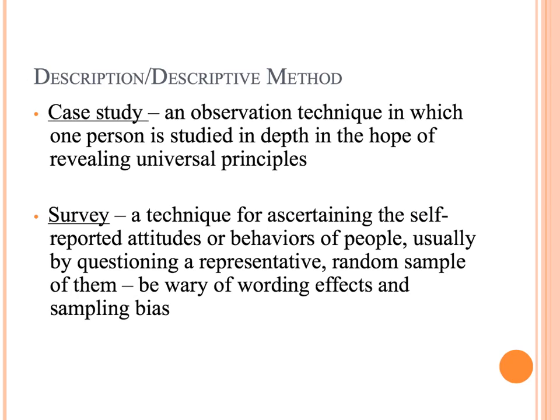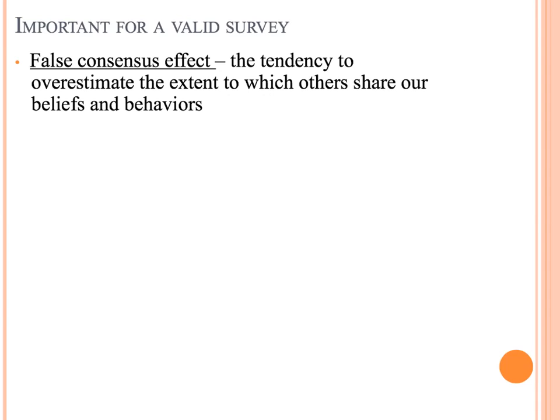However, surveys are not all that simple. They must be carefully worded so as not to unintentionally bias or change what would have been the subject's natural response. Because many of you will be conducting surveys for your research projects, let's discuss some of the other validity issues involved in administering a survey. There are many validity concerns when it comes to surveys, the false consensus effect being one of them. This is the tendency to overestimate the extent to which others share our beliefs and behaviors.